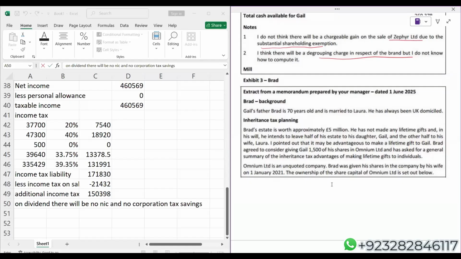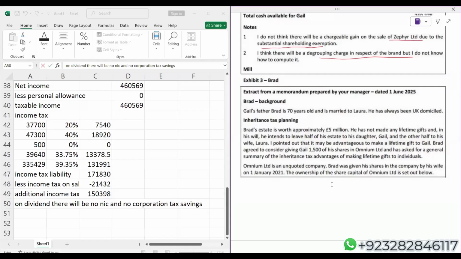Another point, before we leave the client, we should try to persuade Gail that she should disclose this. Why? Because this might come under money laundering. And if it comes under money laundering, then of course the consequences will be very severe. Plus, we should advise Gail that it might be coming under money laundering, which is a criminal offense. And then of course the charges will be really high.